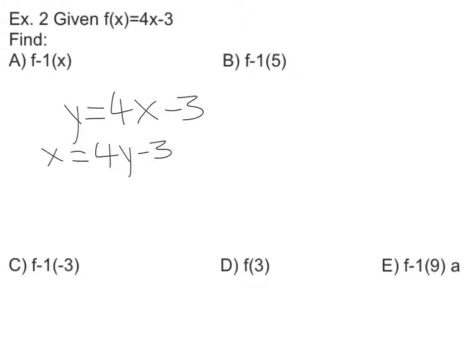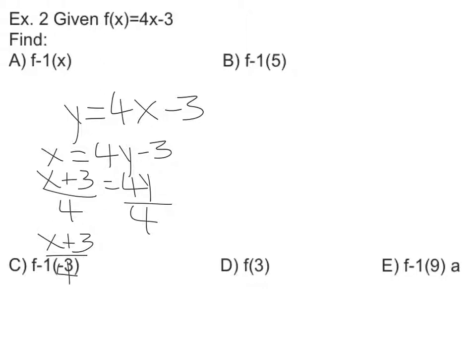So we start by bringing over the 3, making it x + 3 = 4y. And then we'll finish it off by bringing the 4 over, so we'll divide both sides by 4. So we get (x + 3) / 4 = y. And then you finish off the entire thing by writing it as f^-1(x) = (x + 3) / 4.